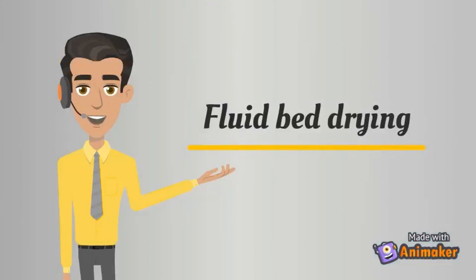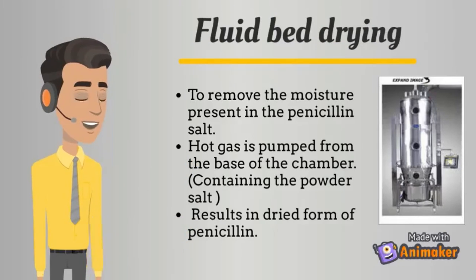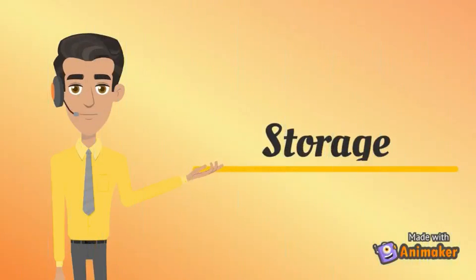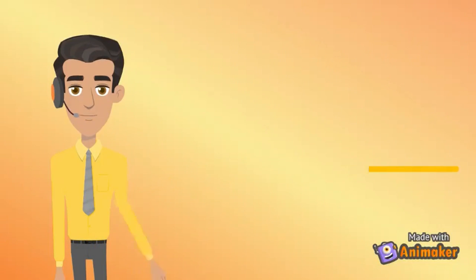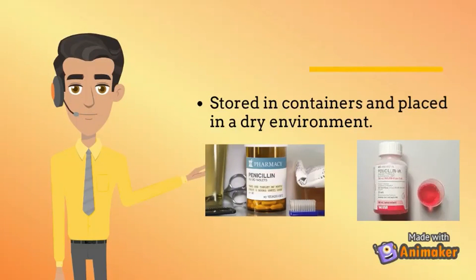Next process is the fluid bed drying. It removes any remaining moisture present in the powdered penicillin salt by pumping hot gas from the vacuum chamber's base containing the powdered salt, which forms a much drier penicillin. Finally, storage is the last step of producing penicillin in downstream processing. The penicillin is then stored in containers and placed in a dry environment. Then it is packaged into penicillin pills or liquid penicillin.